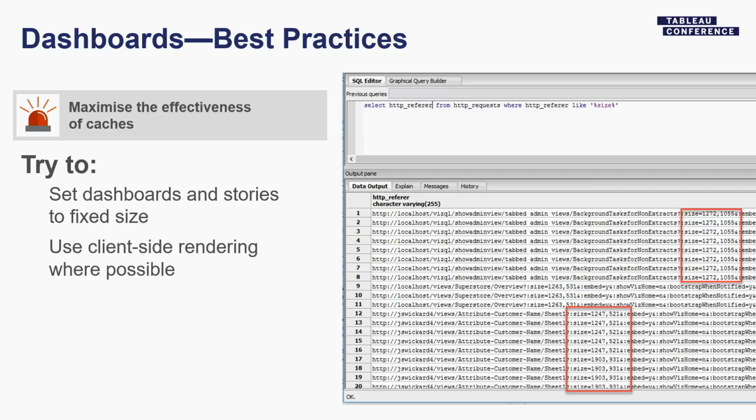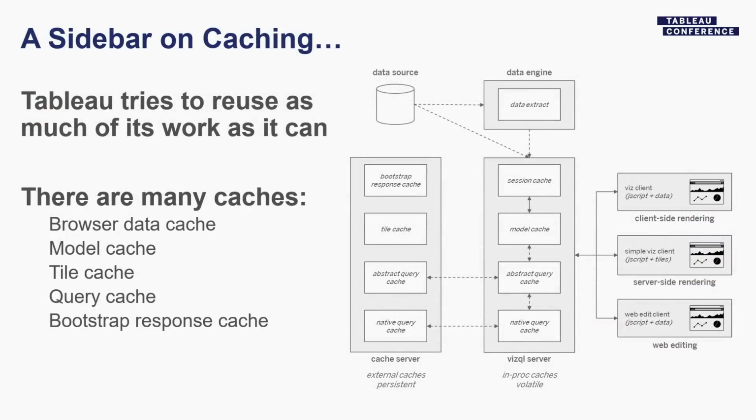And it says here, use client-side rendering wherever possible. I mean, that's largely automatic. The more complex your visualization is, the higher the chance that we'll flip over from client-side rendering to server-side rendering. And then we have to build those tiles and ship those tiles over. So again, complexity causes performance problems.